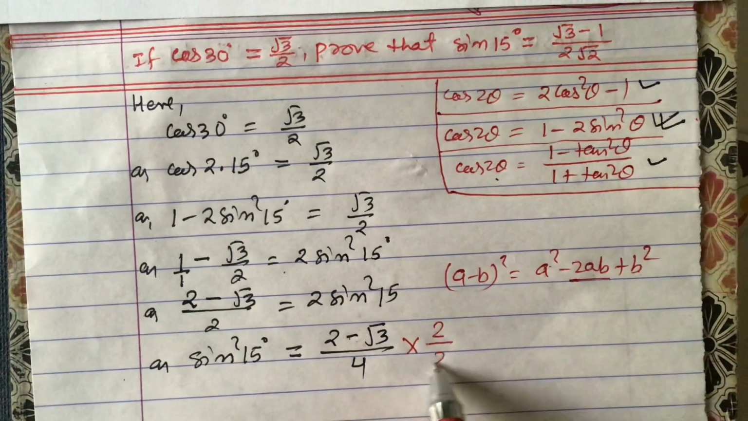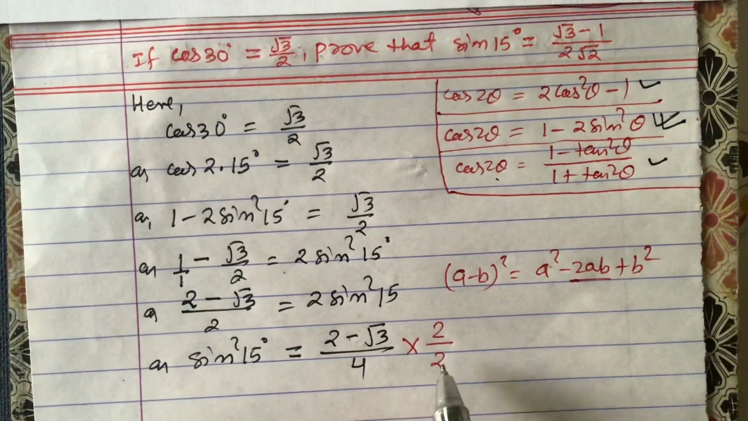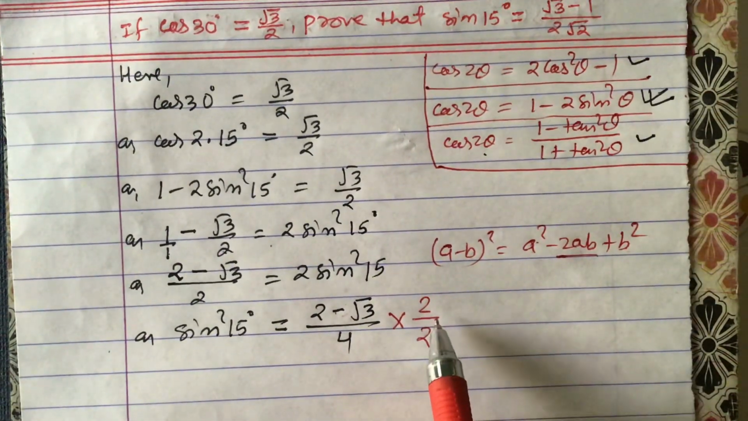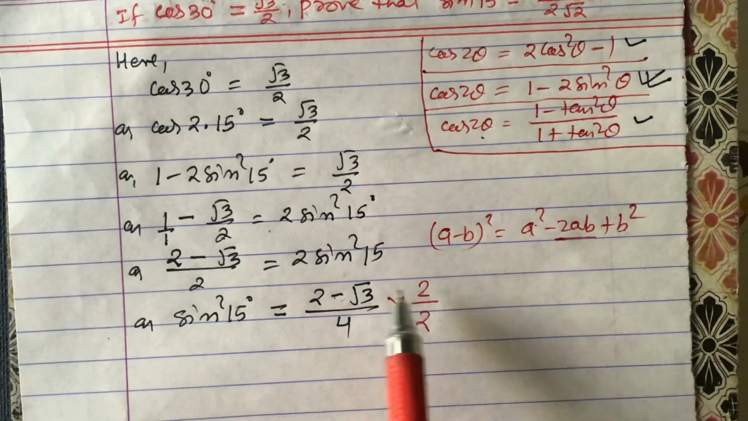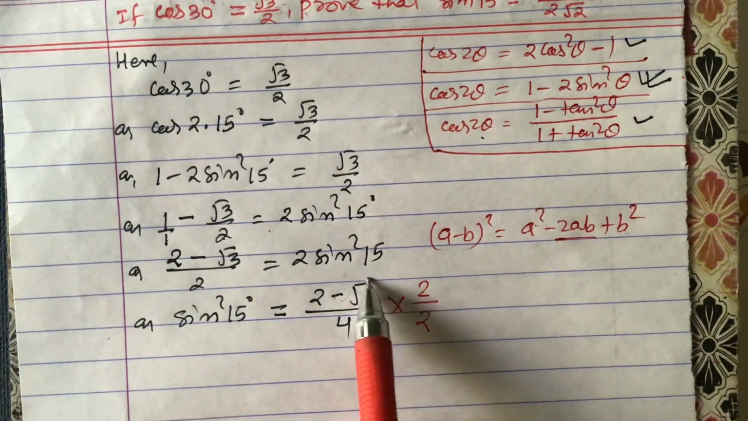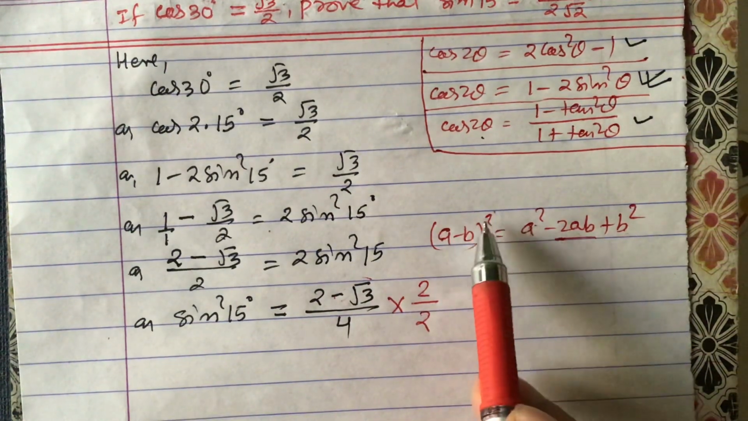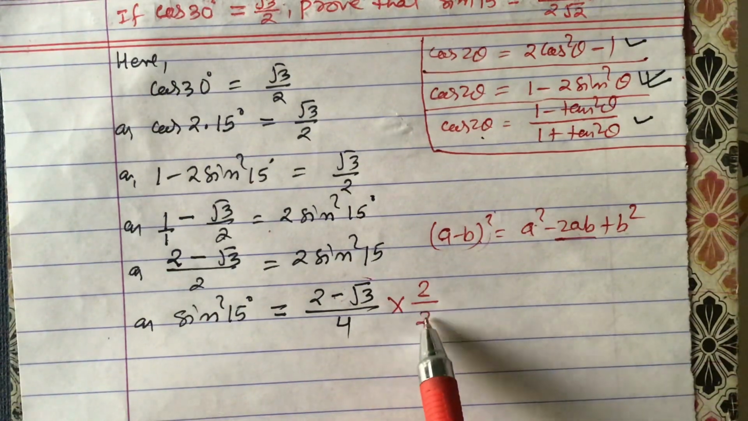Look at it, this is a very important step. You may forget this one, so always remember this. That's why I'm writing with a red pen, so that it will strike in your brain and you can remember easily. I am doing 2 by 2 here. Why are we multiplying by this 2? To change this into the form of a minus b whole square. In this whole square pattern we have to change, that's why we are multiplying by 2.